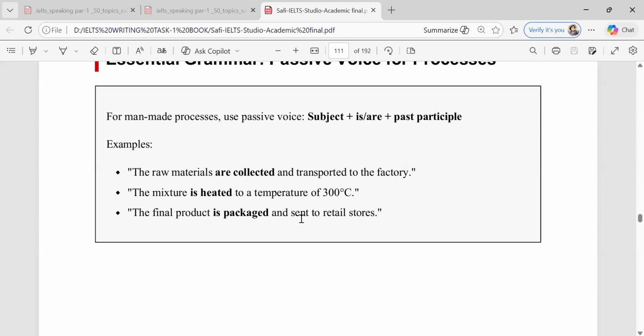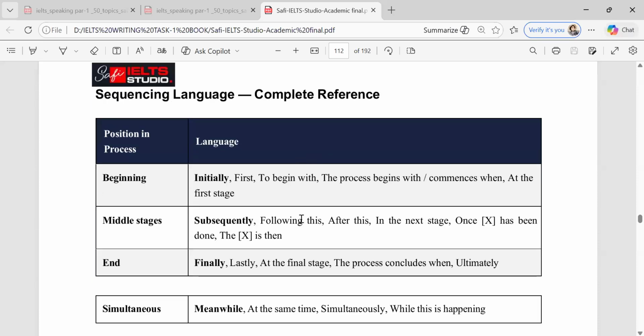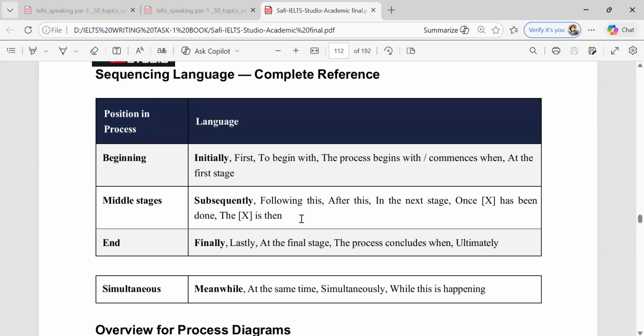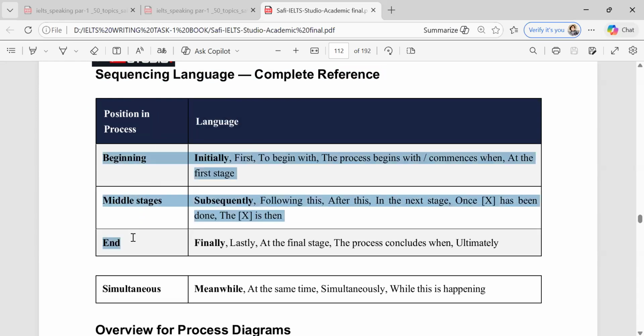So make sure that you understand passive first of all. Then what is more important for us? You can note it down: sequence language. You should know about sequence language. What I mean by sequence language is that there are different stages, so we can explain the initial stage, middle stage, and then the final stage. Make sure you know all three stages: beginning, middle, and end.